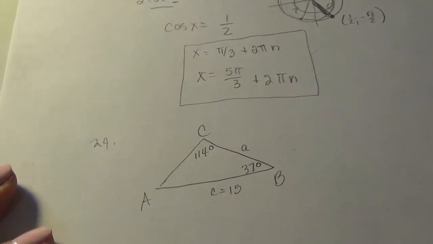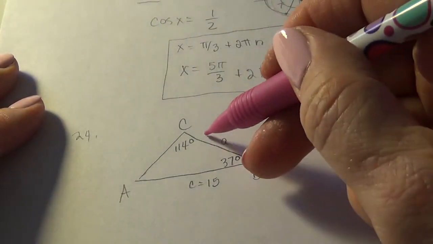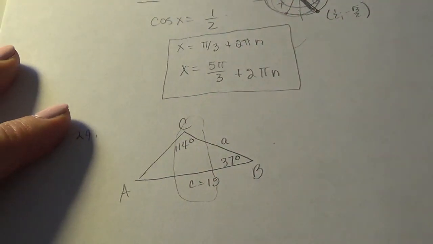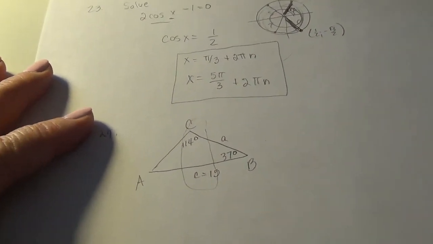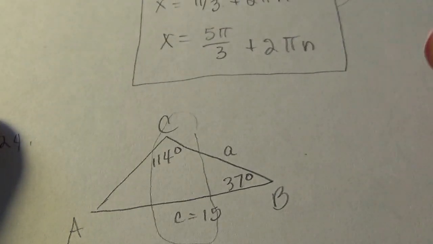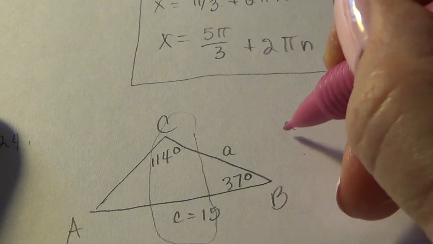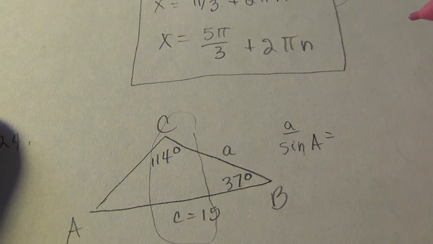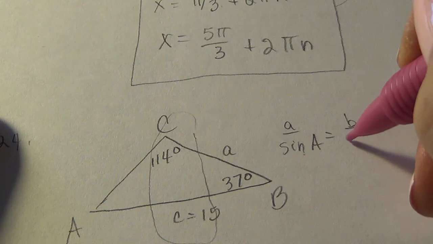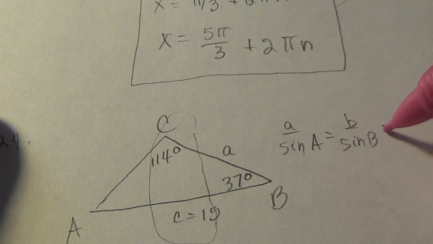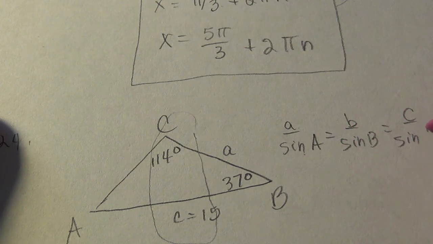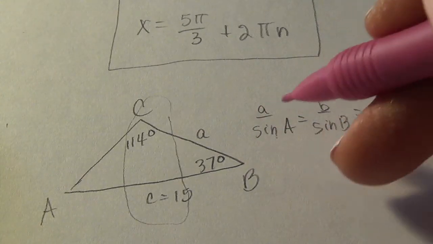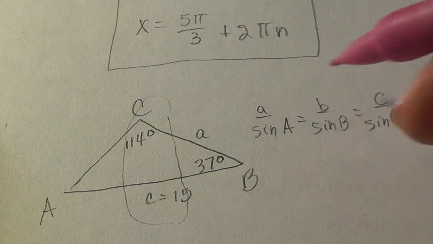So we can use the law of sines if we have a pair, which is an angle and the side opposite. So we have a pair, so we're going to go with it. This law of sines is a over sine A equals b over sine B equals c over sine C. Of course, we'll only use one proportion, 2 ratios, at a time.